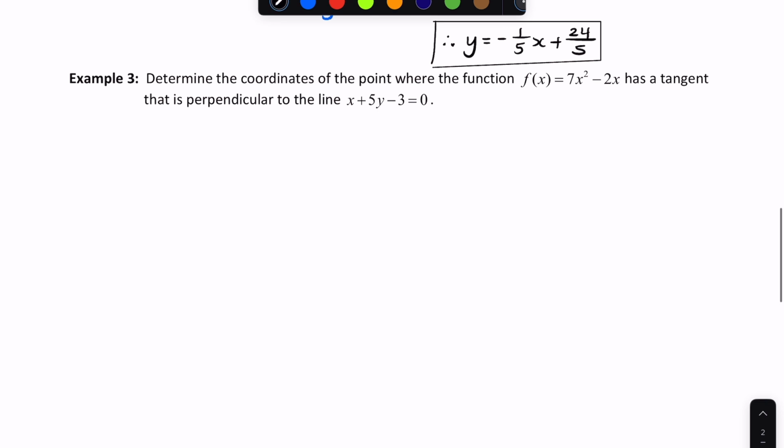Okay, let's move on to example 3. It says, determine the coordinates of the point where the function f of x is equal to 7x squared minus 2x has a tangent that is perpendicular to the line x plus 5y minus 3. So we know that perpendicular means negative reciprocal.